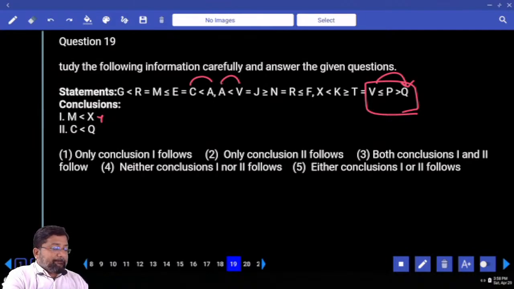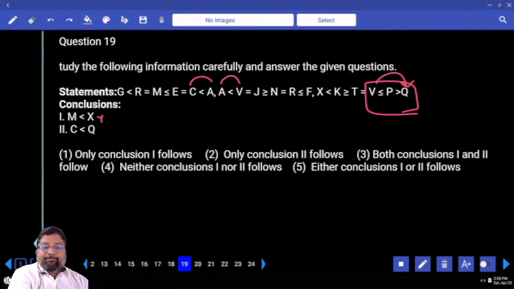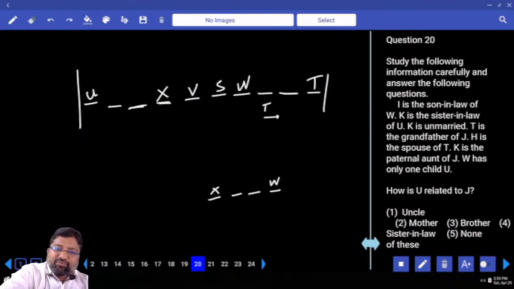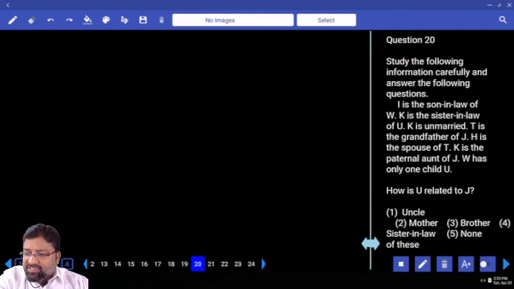Any doubts here? This is how you try to connect. Are you all following this? So let's go for the next one. We'll go for the next puzzle. I think there's one small question on blood relations. I'll teach it. I'm sure you will be able to do it, but still, that's it.